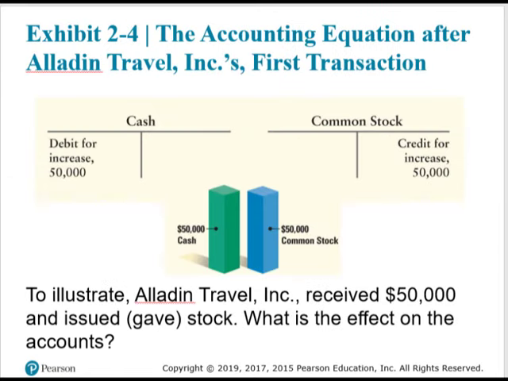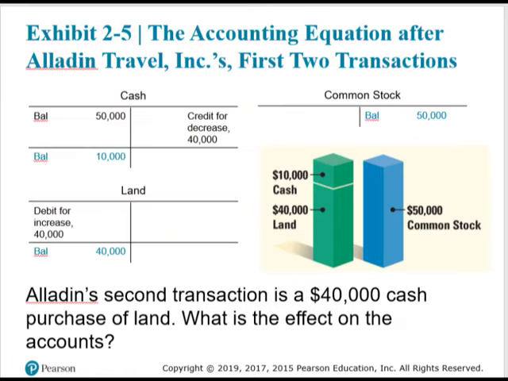For every debit, there will be a credit. This is a rule that cannot be broken. After the first couple of transactions, this shows the T accounts, the accounts in T account form, with the effect on each account.